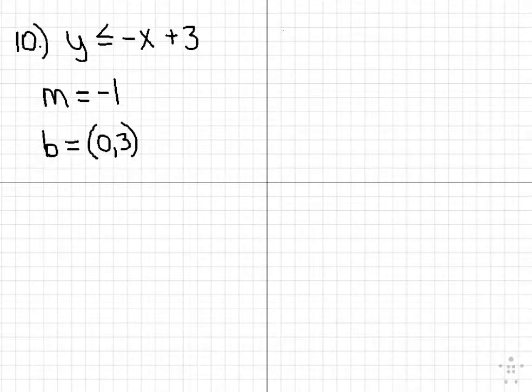So I know that at 0, 3 it crosses the y-axis. And from there I'm going to go down 1 over 1. So rise, down 1, run 1. 1 over 1. Alright, and because there is an equal sign there, that means it is going to include this line. So I want to make sure that this is a solid line.